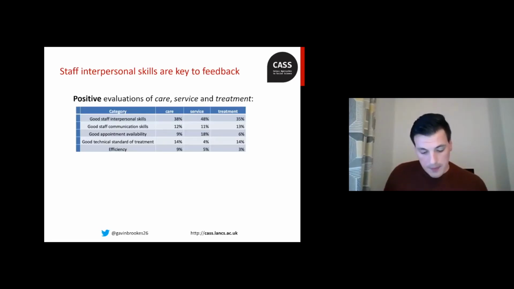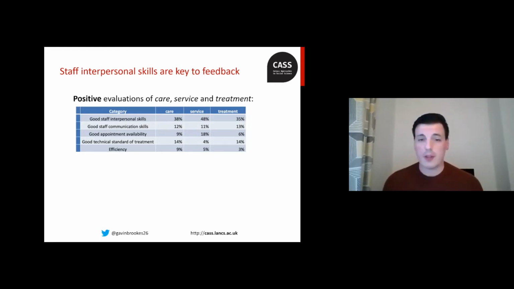Whichever approach we took to answer this question, we found that patients' evaluations, both positive and negative, were mostly driven by the staff members' social or interpersonal skills, as opposed to the technical quality of the care that they received. So for example, one approach that we took was to look at 3 of the most frequent nouns in the corpus. These were care, service and treatment, and then analyze those comments containing those words qualitatively to look at the reasons why patients evaluated them positively or negatively.